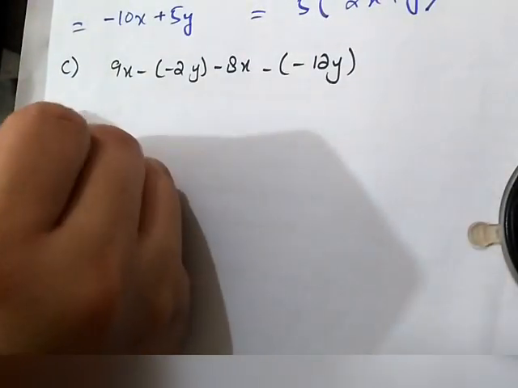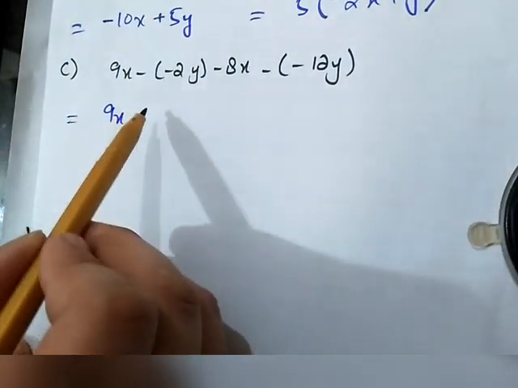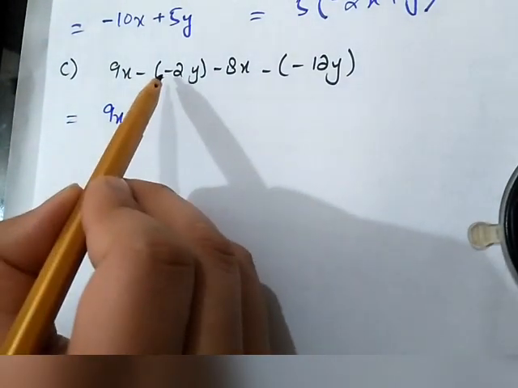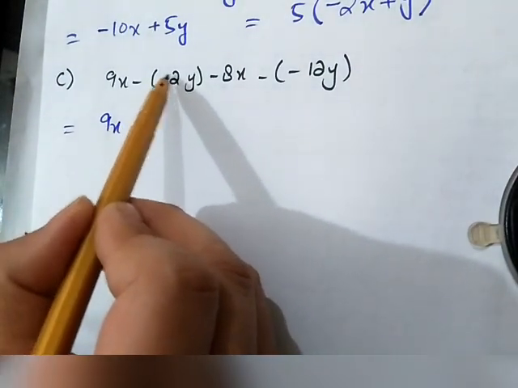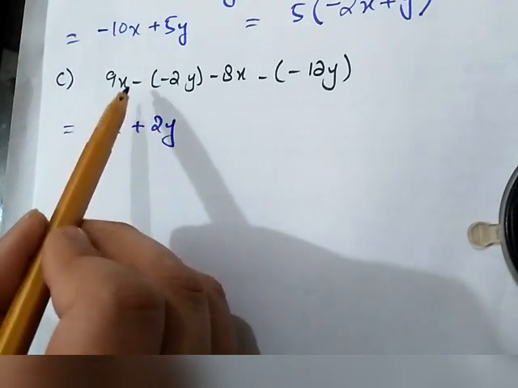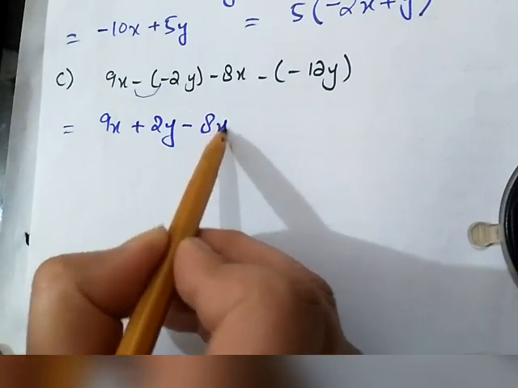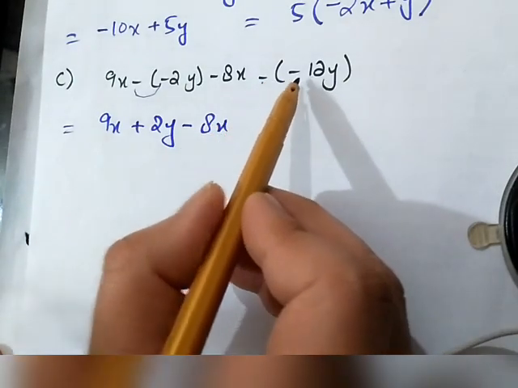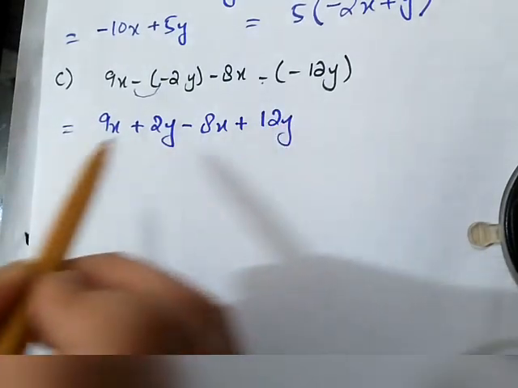Same in part C. First of all we have to solve the bracket, 9x. Whenever there is a minus sign outside the bracket, the inner sign will be changed. So here the inner sign is minus, so it will become plus 2y, and the other rule is minus, plus. Minus 8x, again the minus sign changes the inner sign, that will become positive y.